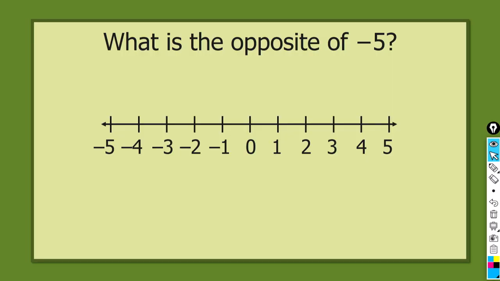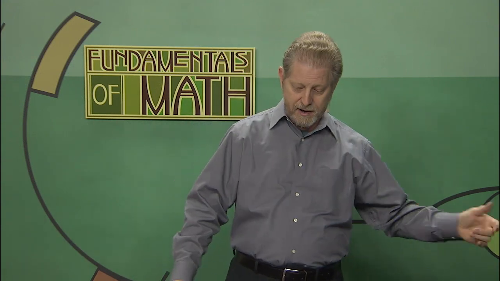Okay. What is the opposite of negative 5? Well, negative 5 is 5 units to the left. So 5 is 5 units to the right. Isn't that as far away as you can get from negative 5? Well, I know that negative 6 is further, but we're asking for the opposite. So it has to be the same distance, just in the opposite direction. So we can't use negative 6. I know that's further. But the opposite of negative 5 is 5.